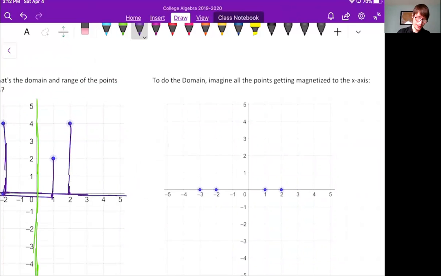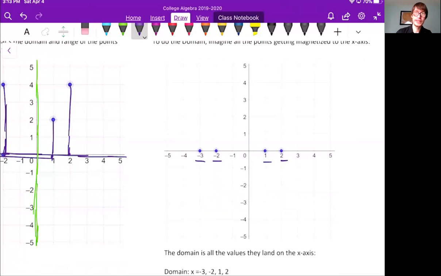So if you do that first, the domain is pretty simple. It's just all the values that are on the x-axis. So you've got a value at -3, -2, 1, and 2. So the domain is literally x equals, because x is our axis, x equals -3, -2, 1, and 2. And that's it. That's done. We're done. That's all we have to do. So that's finding domain.